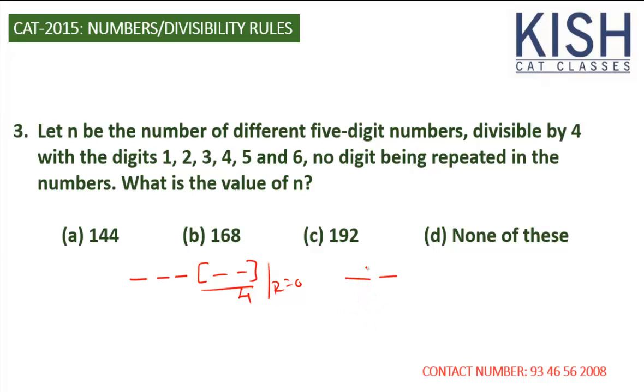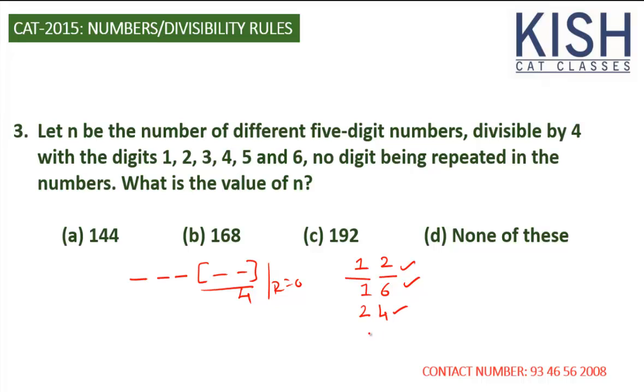So tens place 1, then units must be 2, that is divisible by 4, so 12. Then if it is 1, then 6, 16. So these are the two numbers. Now, if the tens place is 2, then 21 and 23 are not possible. 24 is possible. We cannot take 26.